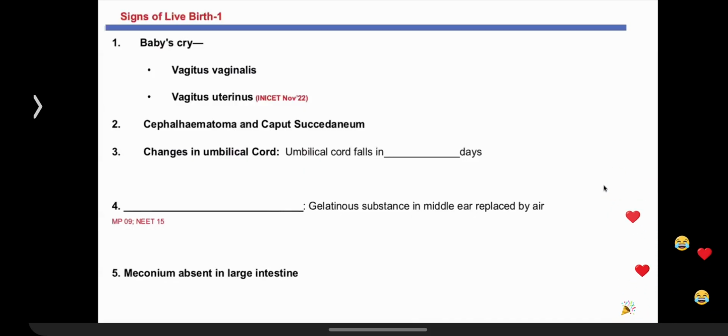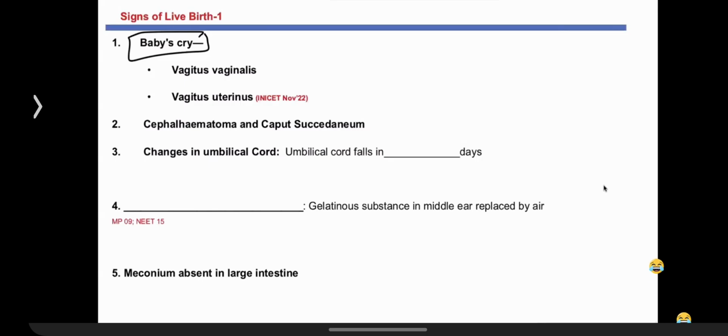Signs of live birth. One is baby cry, which is considered a sign of live birth. Normally, the baby cries after being born.